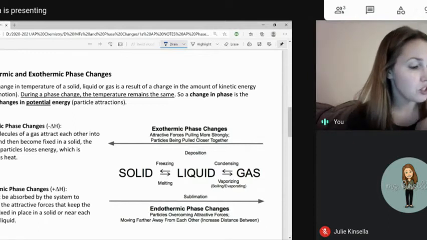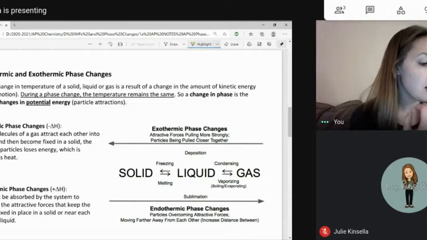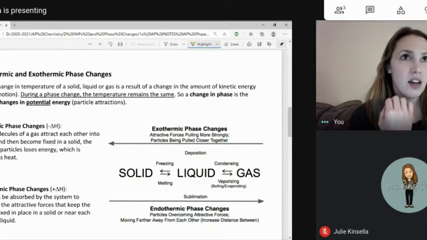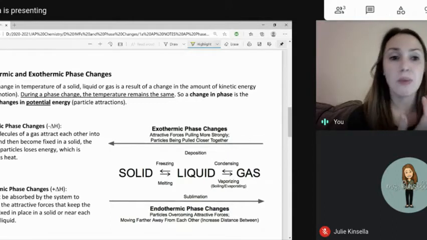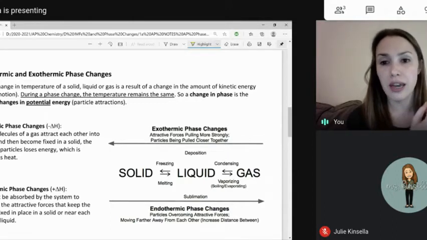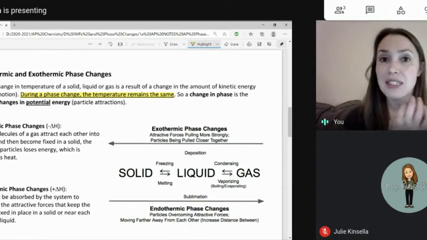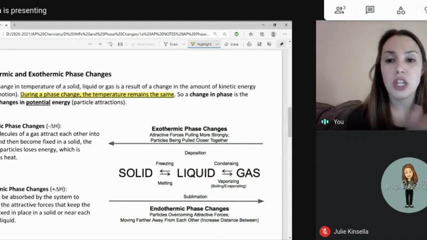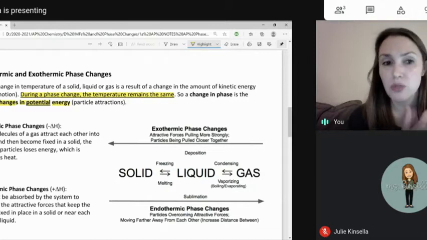So with our phase changes, one little thing to keep in mind that we haven't talked about is that during a change in temperature, we're going to be changing the amount of kinetic energy. And that's when we have a pure solid, a pure liquid, or pure gas. When we undergo a phase change, though, which is what we're dealing with now, temperature is always going to remain the same. So because of that, changes in phase result in changes in the potential stored energy, which really just has to do with the particle interactions.